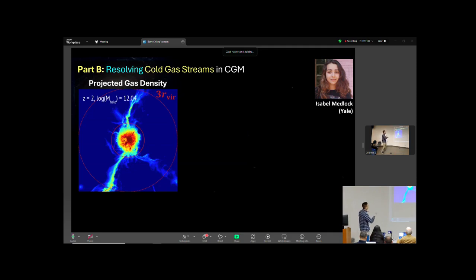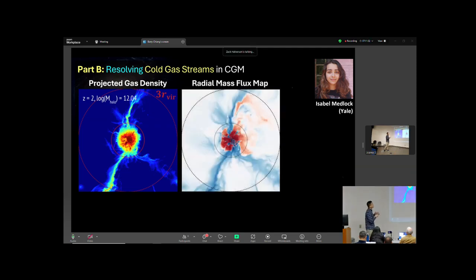And then the outer circle is marking 3 times the virial radius of the system, so roughly the boundary of the CGM of the system. And to shed a bit more light on the gas dynamics here, we are looking at the radial mass flux map where we see clear outflow of hot gas, and you also see 3 quite pronounced dense cold gas streams rushing towards the center of this system.